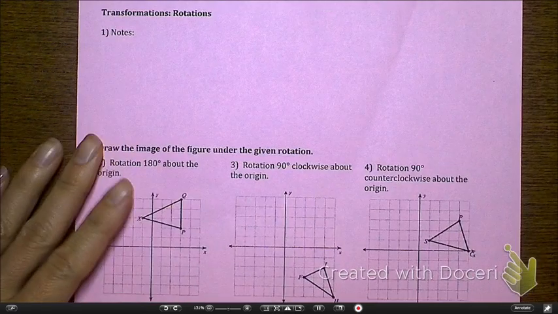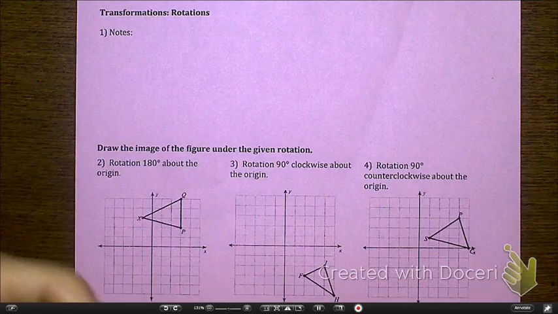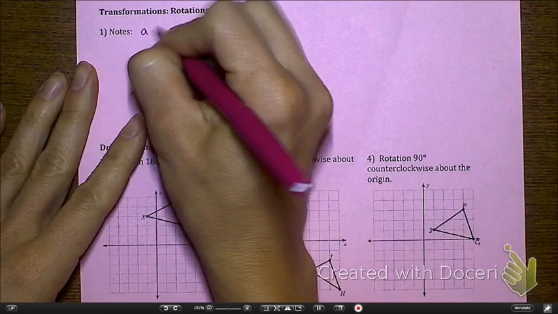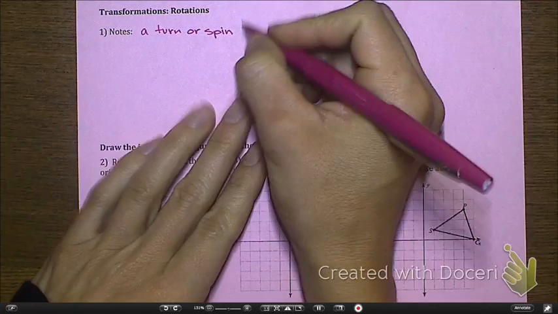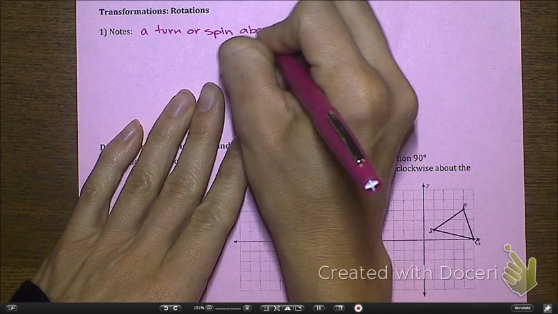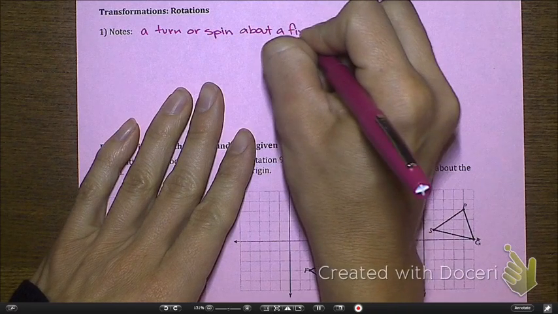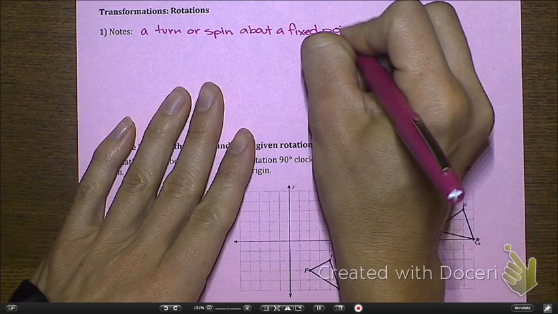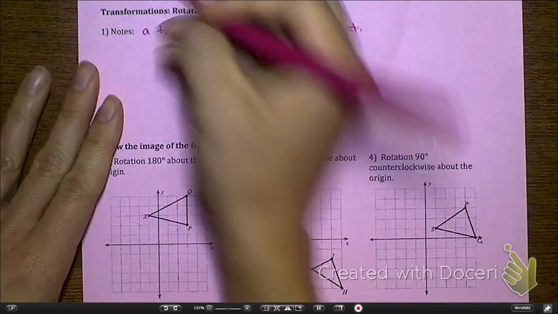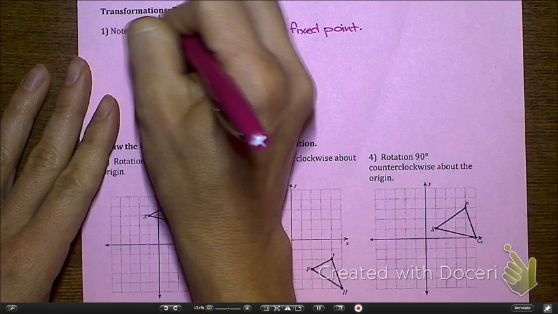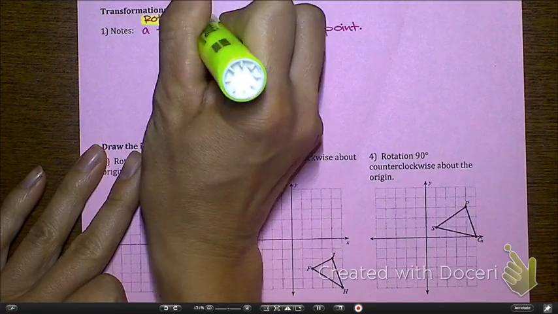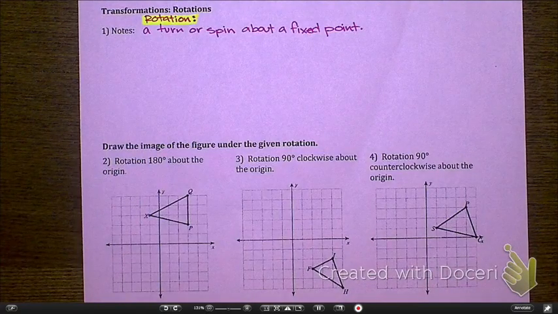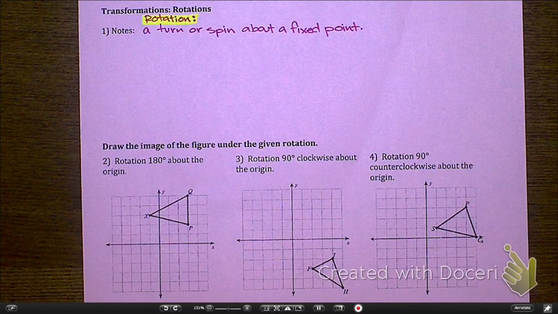So what is a rotation? We say it is a turn, or another word we can use is spin, about a fixed point. Oh, sorry, I forgot to write the word. Rotation. So rotation is a turn or spin around or about a fixed point.